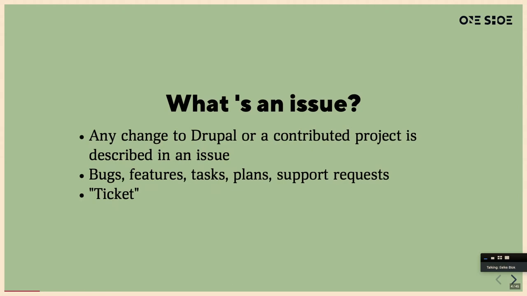So what's an issue? Basically, any change to Drupal or a contributed project will be described in an issue on Drupal.org. There's various categories of issues: bugs, features, tasks, plans, and support requests. In other settings, you might also refer to them as tickets, for example, if you work in a support organization or something like that.